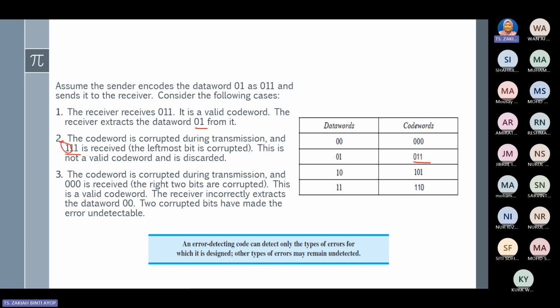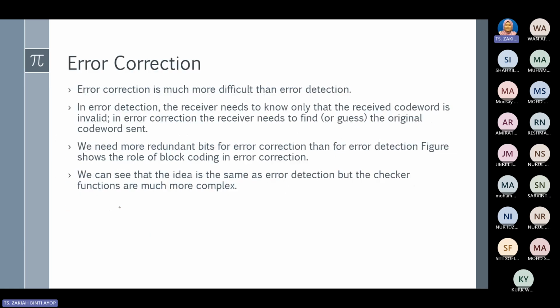The third scenario is that the code word is corrupted during the transmission. It is supposed to be 011, but now the receiver receives 000, which means the right two bits are corrupted. When the receiver checks, it is a valid code word. The receiver incorrectly extracts the data word 00. So the two corrupted bits have made the error undetectable.